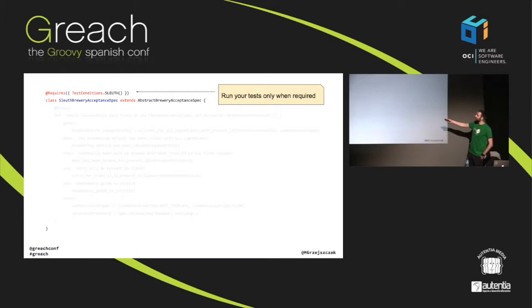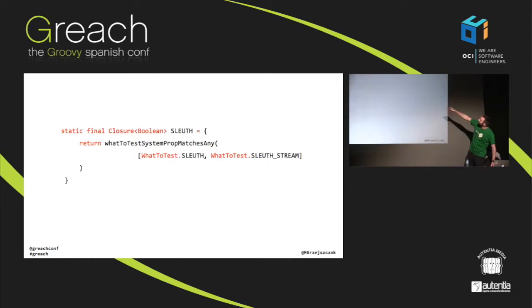Here, I wanted to ensure that I run this test only if you want to test Sleuth, because it's a Sleuth test. Makes sense, right? So what is this Sleuth? You can see here, test conditions dot sleuth. Sleuth is just a closure where I check if the what to test system property matches any of these. So if somebody passes the system property what to test equals sleuth, then the test will be executed.